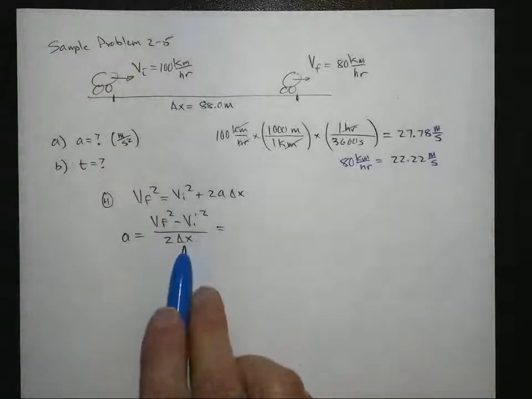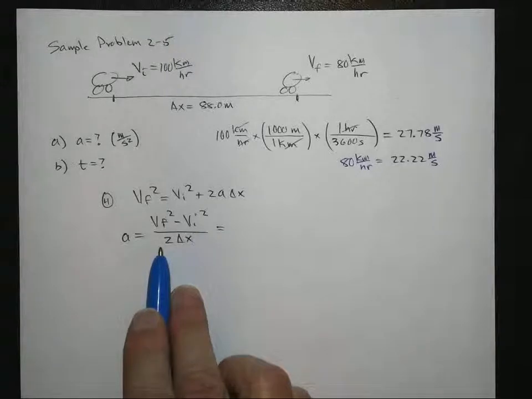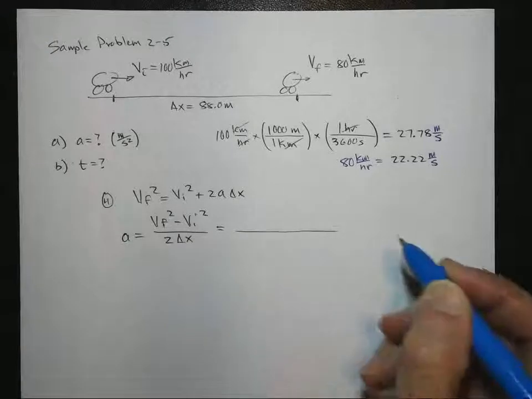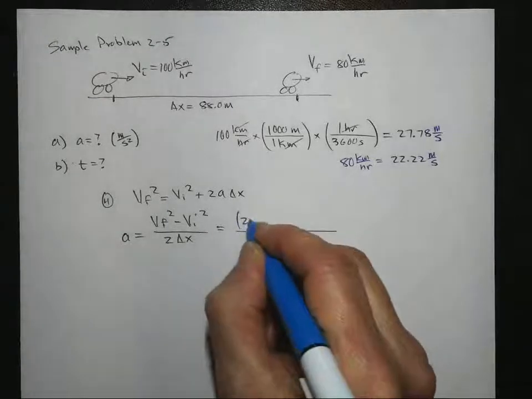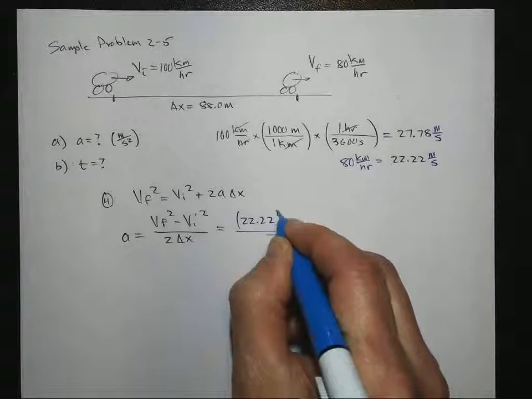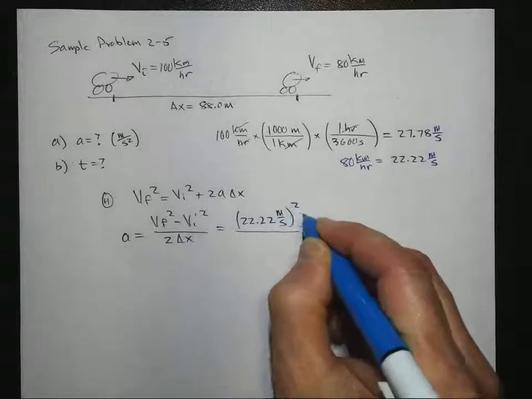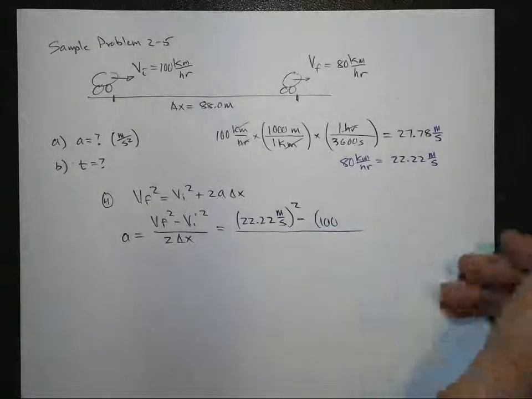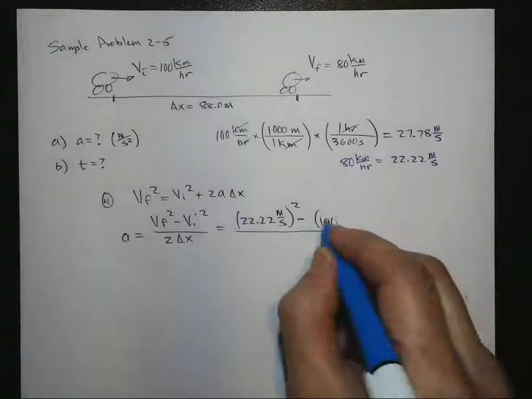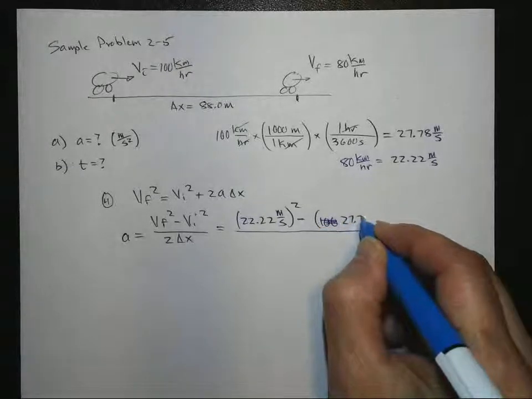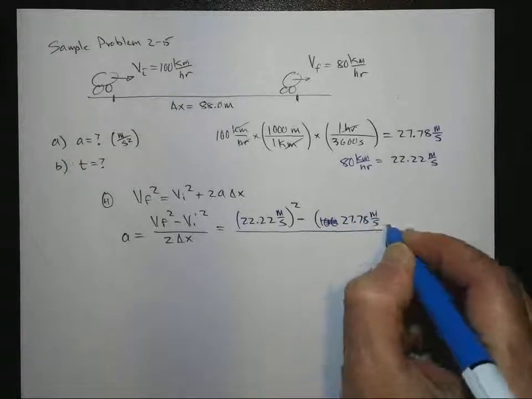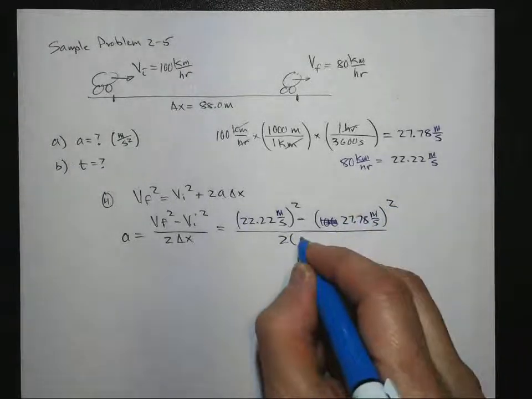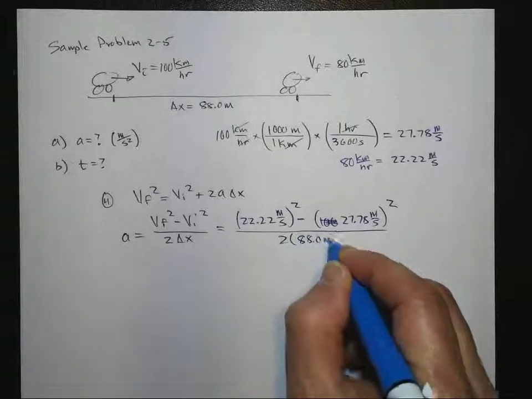Next, we've got the problem already solved algebraically. Let's do some substitution and work out a solution. So what we'll have here is the final velocity, 22.22 meters per second squared, minus 100. Now I'm screwing up here. Minus 27.78, sorry about that. Minus 27.78 meters per second squared, over 2 times the displacement, which is 88.0 meters.